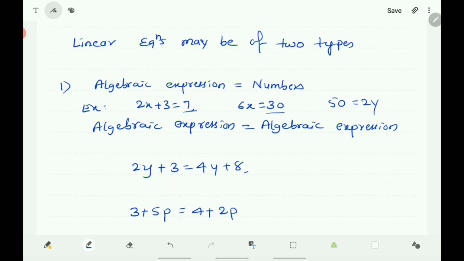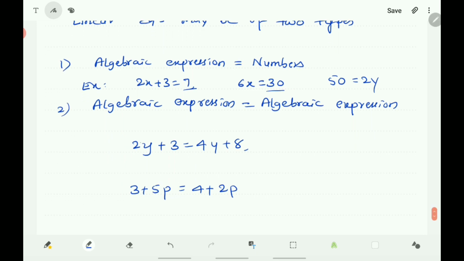The second type is where on both sides there are algebraic expressions: on the LHS an algebraic expression and on the RHS also an algebraic expression.